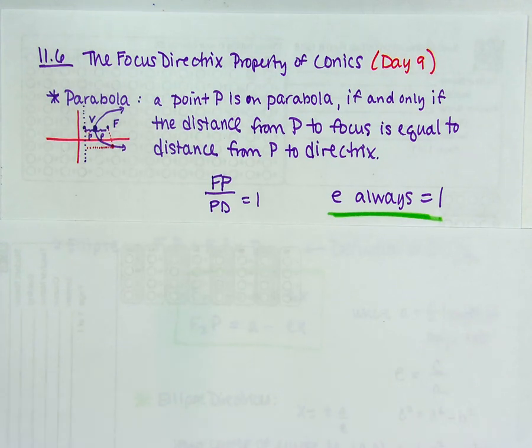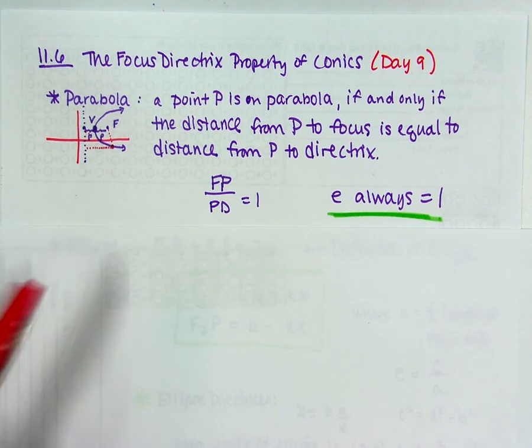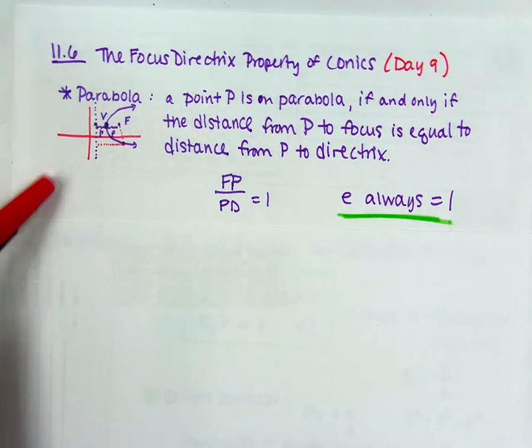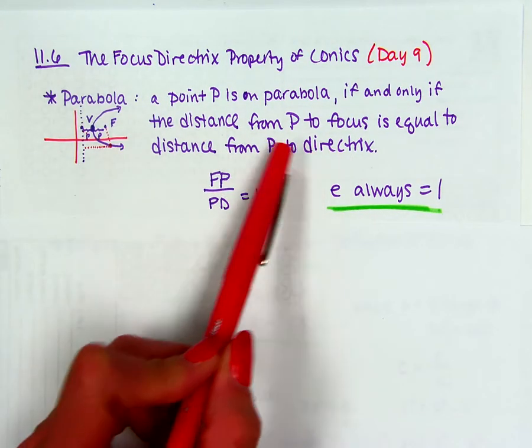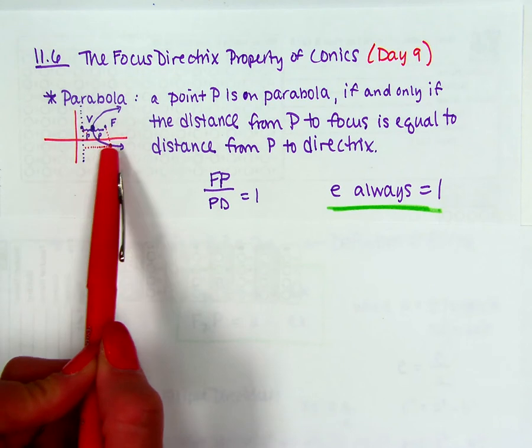All right, today we're going to be doing the focus directrix property of conics. And remember, we have parabolas, ellipses, and hyperbolas. So parabolas are the only conic section that we've already mentioned directrices for. And if you recall, in order for a point to be on a parabola, it has to have equal distance to the focus as well as to the directrix.